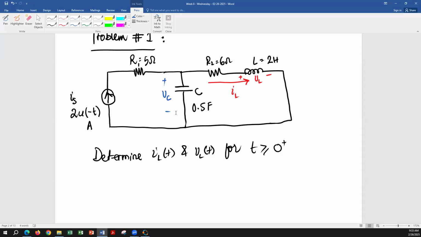Before the change, the current source is in the circuit. It is active. Assume it's running for a very long time, even if it is not given to you. Assume the circuit is at a steady state, and from that, find the initial conditions. So that's what we are going to do. The first thing, we find the initial conditions.